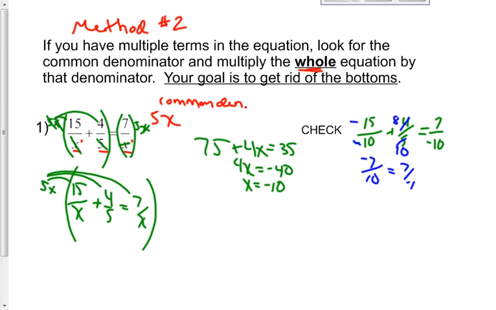7 over negative 10, the negative sign is in there once. Those are both the same thing. Negative 7/10 equals negative 7/10. So yes, x equals negative 10 is the correct solution.